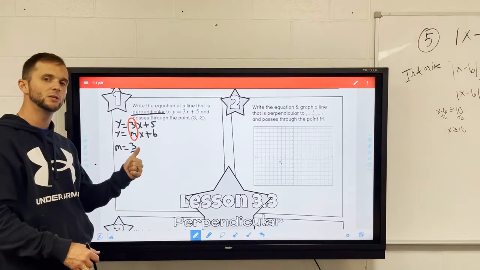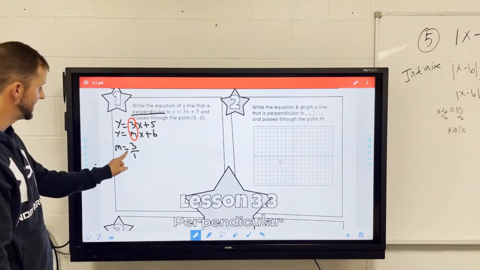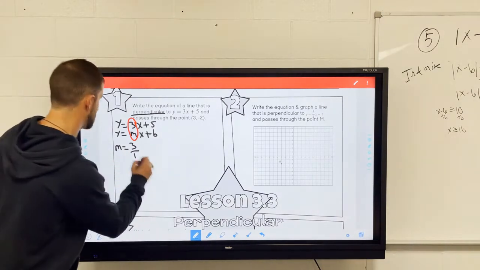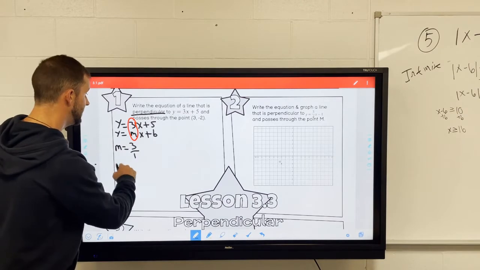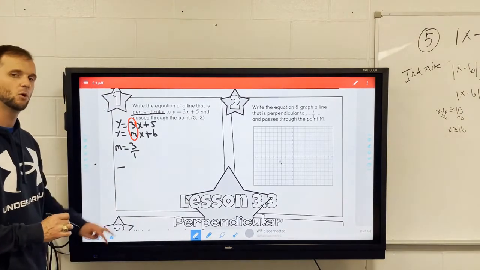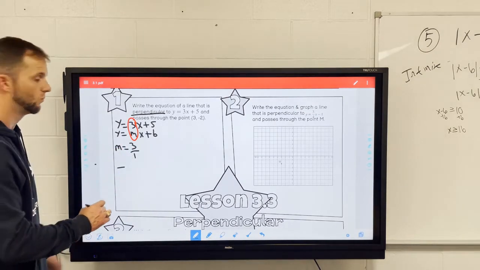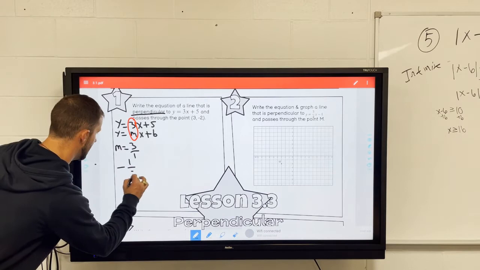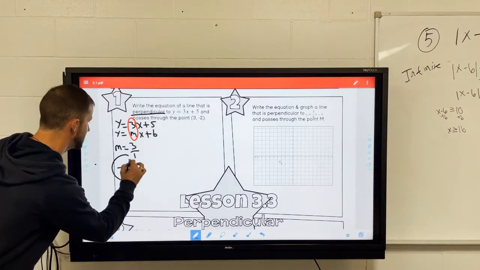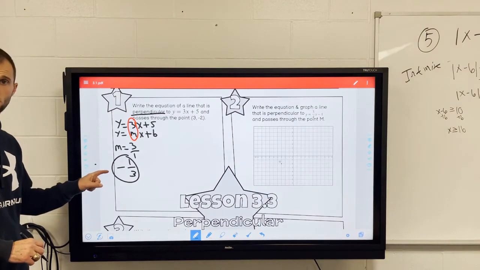So in the key points we talked about, opposite reciprocal. So I'm going to take the opposite of this. Since this is positive, the new one is going to be negative, right? Reciprocal means I'm going to flip the fraction. So I'm going to flip 3/1, and that's going to be 1/3. So ladies and gentlemen, this is going to be your perpendicular slope you're going to use, okay?